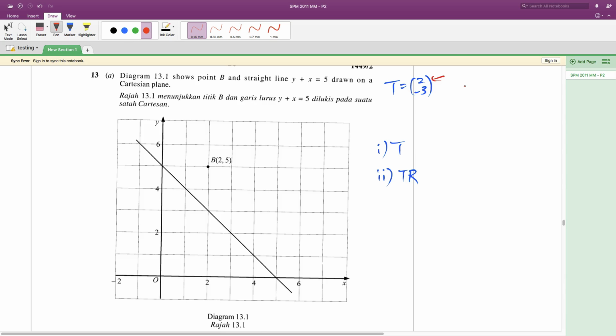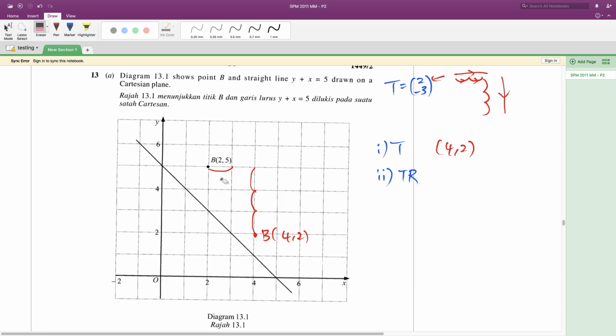This 2 actually means move 2 units to your right hand side. Okay, 1, 2. Go in this direction. Then -3 means go down. 1, 2, 3. So 2 units to your right hand side and 3 units go down because it is -3. If +3, it will go up. So this is 1, 2, and then I go down 1, 2, 3. Your B will be here. So this coordinate basically is 4, 2. So A is very easy, you get 4, 2.